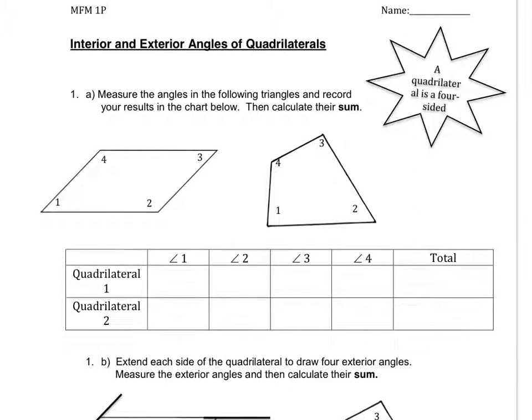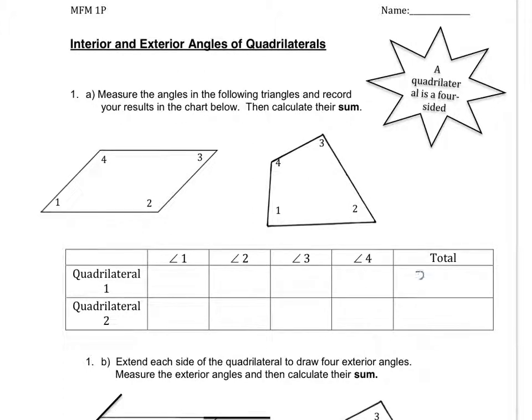So to begin with, you can pause this video and measure the angles given the two quadrilaterals that are drawn for us. Just to remind you, a quadrilateral is a four-sided shape. So both of these are quadrilaterals because they both have four sides and they both have four angles. So feel free to pause the video and then measure each one of these angles with a protractor and then find the sum or the total of all of the angles for each of these shapes.